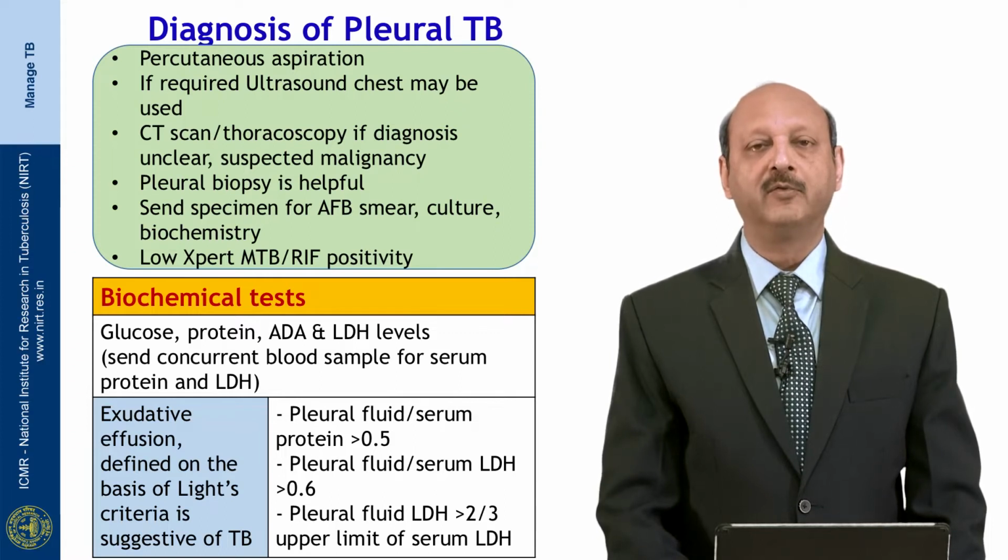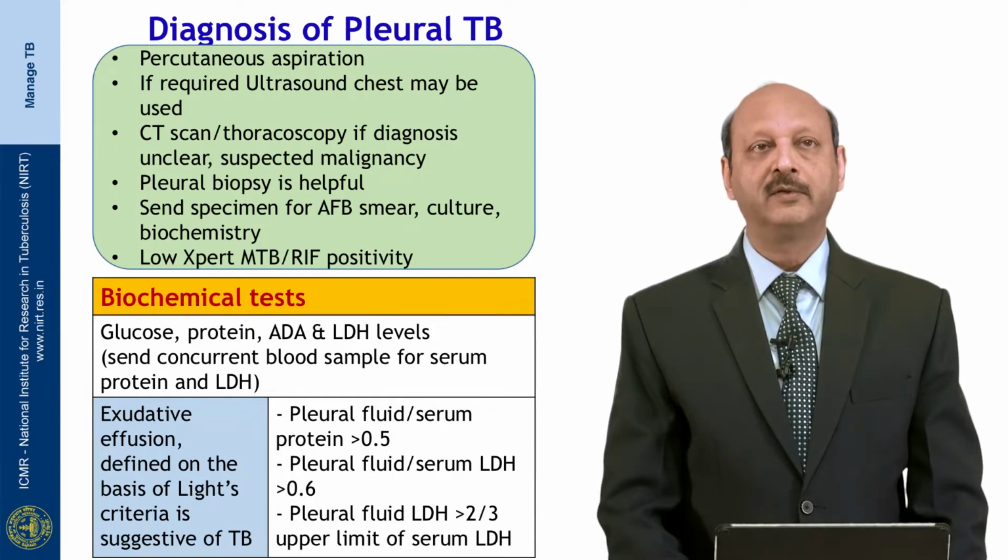Xpert MTB sensitivity is low, so it may not be sent for that. If required, an ultrasound test can be done. If the diagnosis is still uncertain, then we can take the help of a CT scan or thoracoscopy, and the pleural biopsy is usually helpful in cases of pleural effusion.